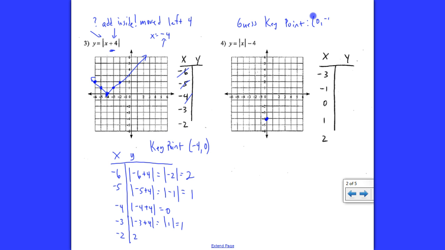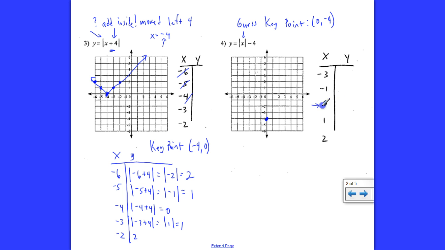0, -4. Now I think it's 0 because there's nothing inside the absolute value that's moving it left or right. Remember in number 3, that plus 4 inside the absolute value moved it left or right. Again, if you can see these patterns and remember them, life will become much, much easier for you. So I think 0, -4 is the key point, and I've got 0 here. So let's figure out 0 first and see if that indeed is the case.